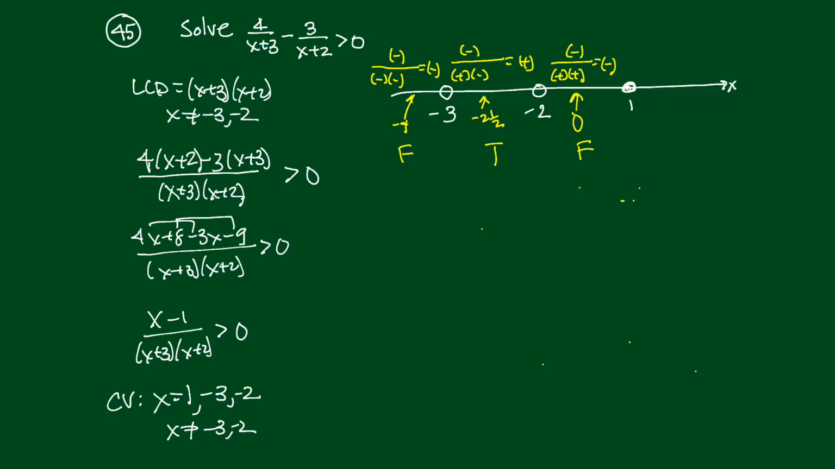So if we pick any number bigger than 1, say 2, and put that 2 back in all these three factors here: 2 minus 1 is positive, 2 plus 3 is positive, 2 plus 2 is positive. The whole thing looks like this. Positive, positive, positive, and you compute that out, you get a positive. So if you pick any number in this interval, substitute, you will get a positive over a positive, which is a positive number. And a positive number is greater than 0, so that's true.